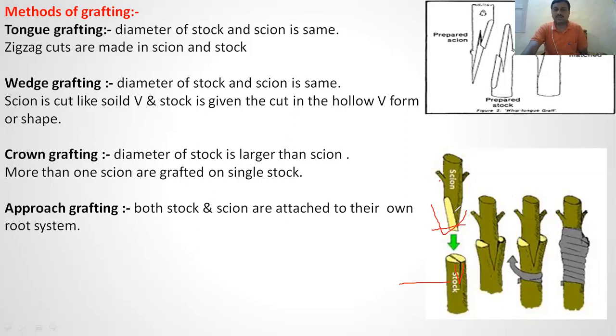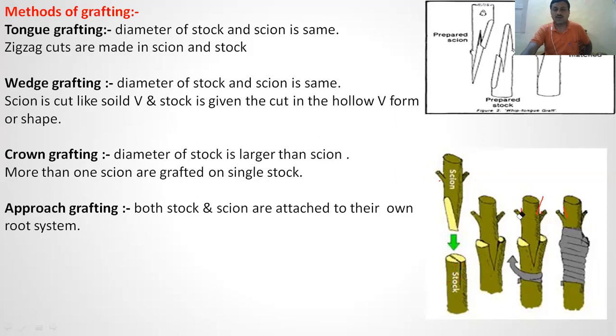The scion is cut in a solid V shape, and the stalk in a hollow V shape, and they are fixed like this. The buds are also present and develop new plants, a new variety. It is called wedge grafting. Okay, then next.